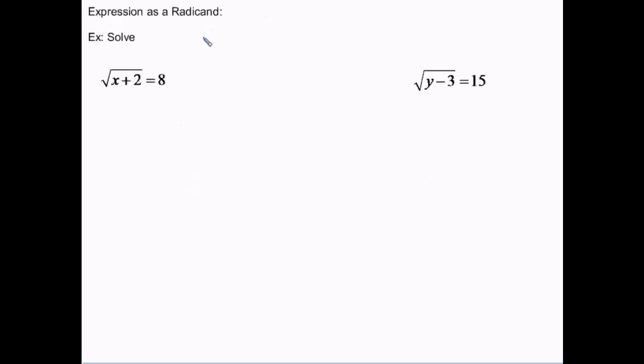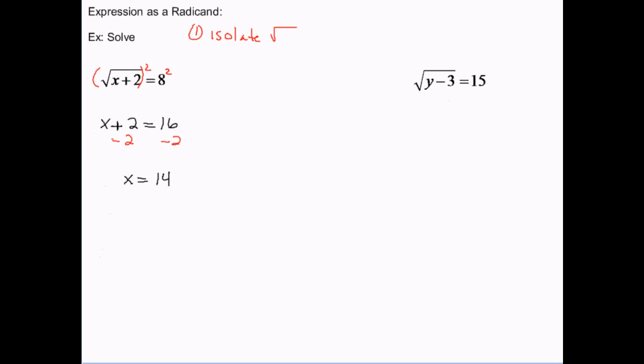Okay. Sometimes we have expressions under the radicand, so we still need to isolate the radicand. In this case, I don't have anything to add or subtract or multiply or divide because the addition or subtraction is happening underneath. So I need to just square both sides. And I get x plus 2 is equal to 16. Then I'm going to subtract 2 from both sides. And I get that x is equal to 14.